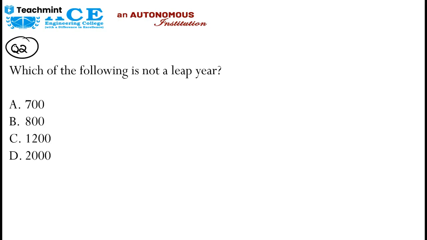What about the second question? If you see, which of the following is not a leap year? All these are century years. We should worry about that. And here, if you just work on it, 700 is not a leap year. These type of questions can be given for MSQ, multi-select questions. Which of the following is a leap year, like that also they can ask.